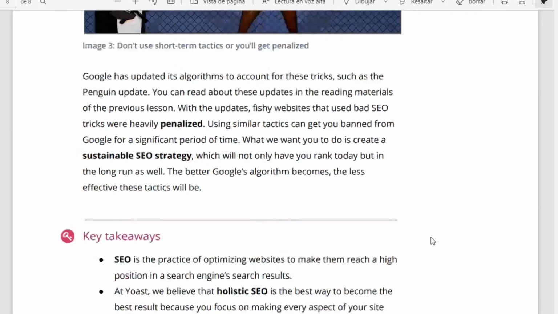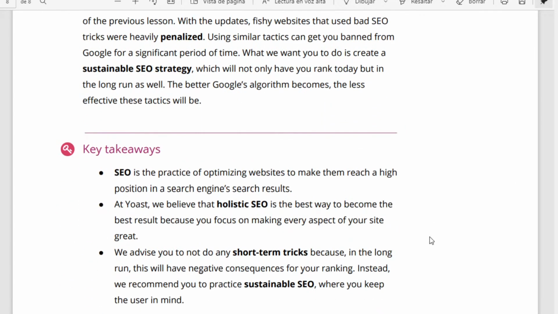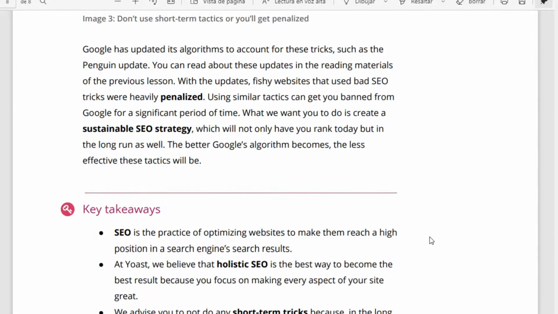Google has updated its algorithms to account for these tricks, such as the Penguin update. You can read about these updates in the reading materials of the previous lesson. With the updates, fishy websites that used bad SEO tricks were heavily penalized. Using similar tactics can get you banned from Google for a significant period of time.